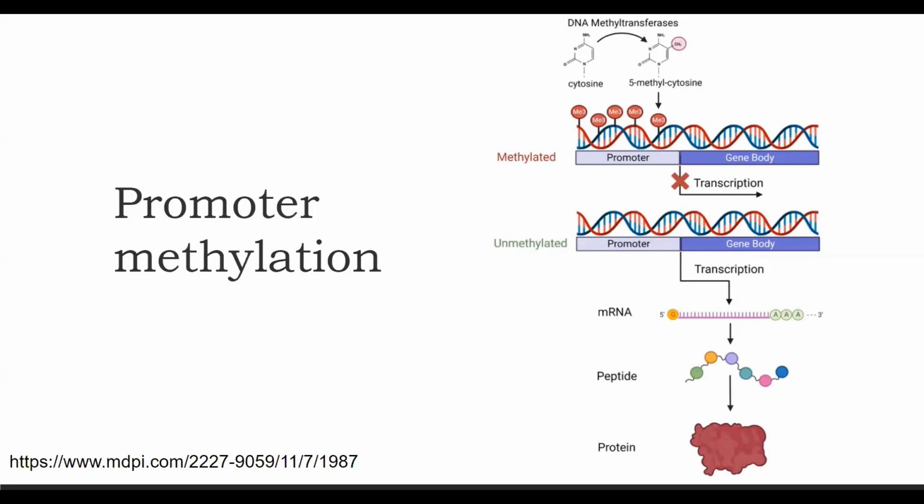Promoter methylation, which is the second option, is when a methyl group is transferred to the C5 position, that is this position, of a cytosine to form a 5-methyl cytosine in the promoter region. It can regulate gene expression by recruiting proteins involved in gene repression or by inhibiting the binding of transcription factors, and this results in gene silencing.